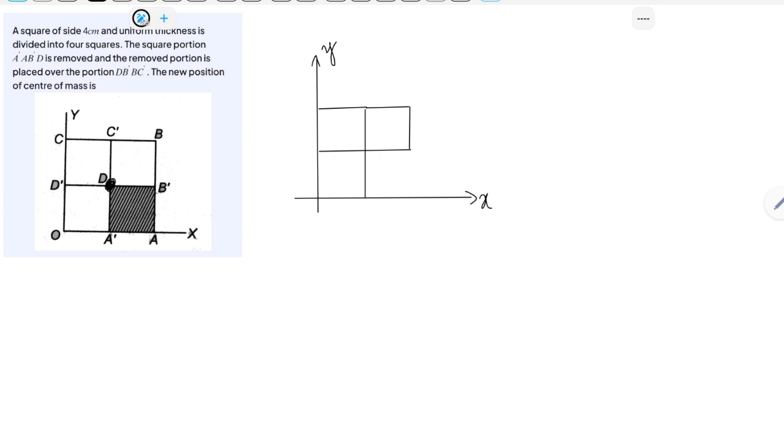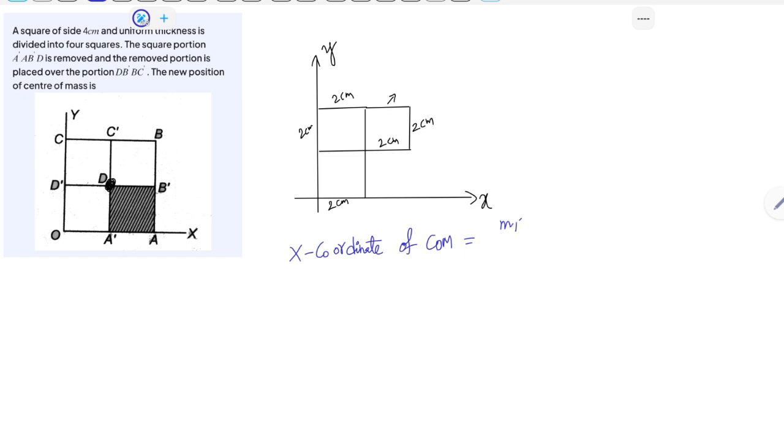In order to find the new position of center of mass, at this region we need to consider that there are two squares. The side length of each square is now 2 centimeter. This is again 2 centimeter. So this is 2 centimeter, this is 2 centimeter, and this is also 2 centimeters. Now I want to find the x coordinate of center of mass. Let me find x coordinate of center of mass. So what is the formula for this?